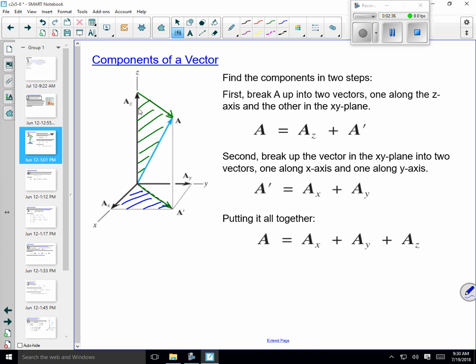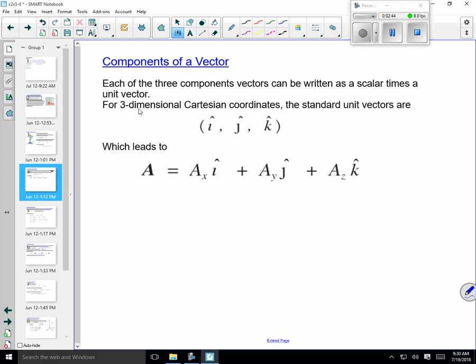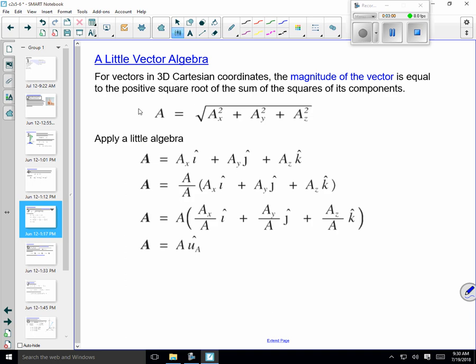And so when I put it all together, I end up with A is Ax plus Ay plus Az. Each of these 3 component vectors can be written as a scalar times a unit vector. In 3-dimensional coordinates, my standard 3-dimensional Cartesian coordinates unit vectors are i hat, j hat, and k hat. So now I can do a little vector algebra.